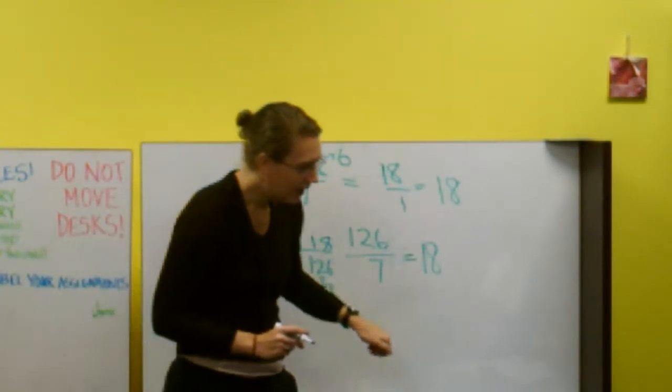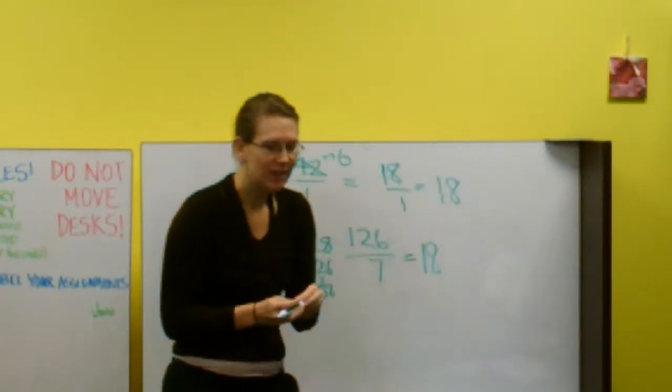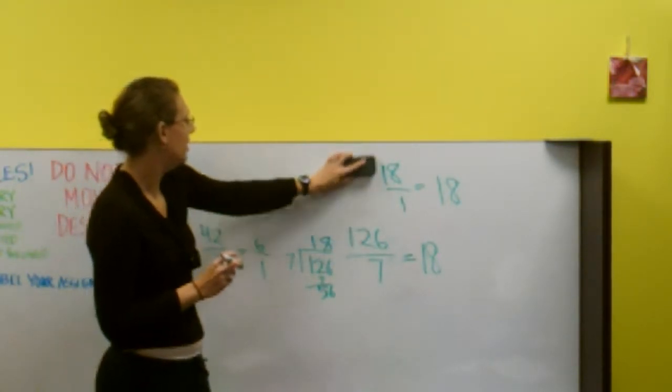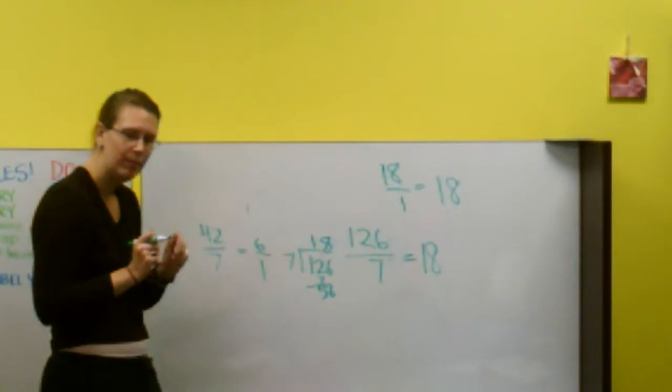Okay? Last example, what number is 5/7 of 12? So same thing, 5/7 of 12 means we're going to do what?